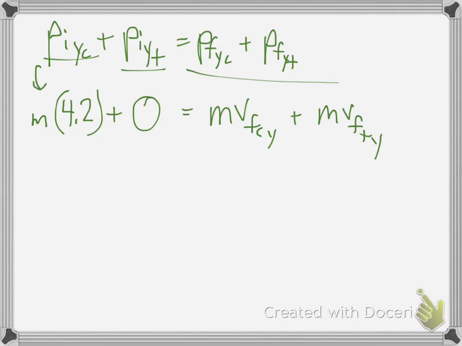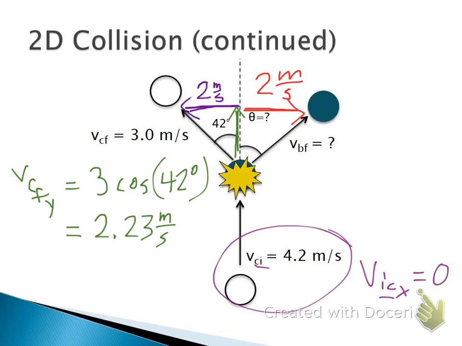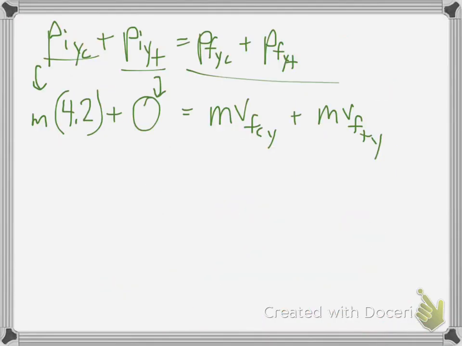I know my initial momentum in the y direction from the cue ball is 4.2 meters per second times the mass. I know that the target ball was not moving in either the x or y direction, and I've just left my final values as variables for right now. If I go back to the picture, I can discover a little bit about the final y value of the cue ball. Since it's adjacent to this 42-degree angle, that means VQ final in the y direction is going to be 3 times the cosine of 42 degrees. And that comes to about 2.23 meters per second. So I can plug that in to this value right here. So it's mass times 2.23 meters per second.